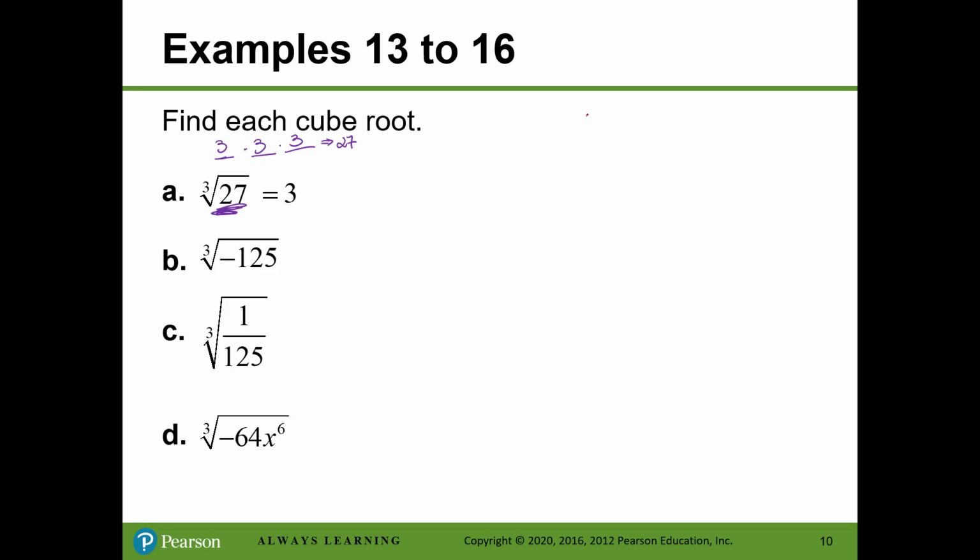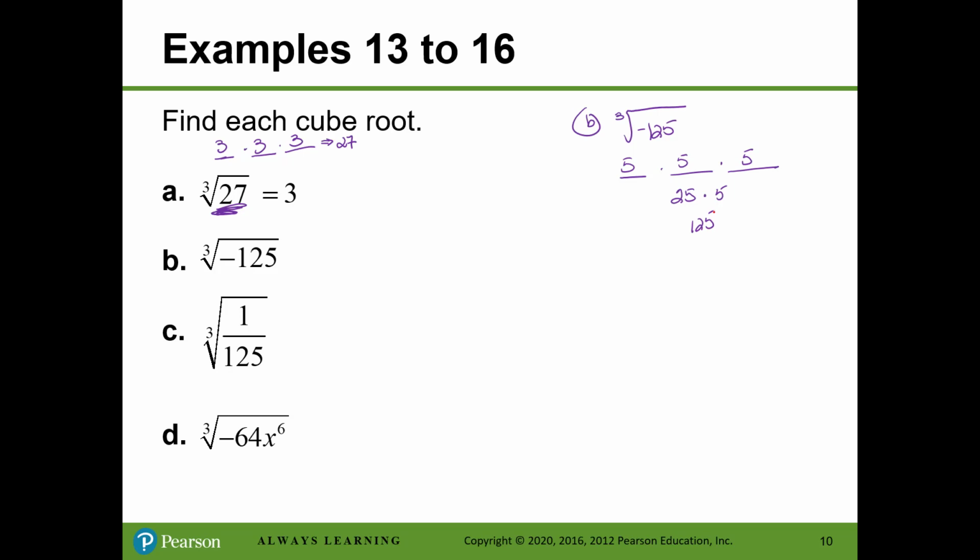Now, I'm going to look at letter B over here. I'm looking at the cubed root of a negative 125. Now, first off, don't let the negative mess you up. I'm looking for one number multiplied by itself 3 times to give me 125. Any guesses? If you said 5, that's a very good guess. Because 5 times 5 is? Yeah, 25 times 1 more 5 is? Yes, 125.